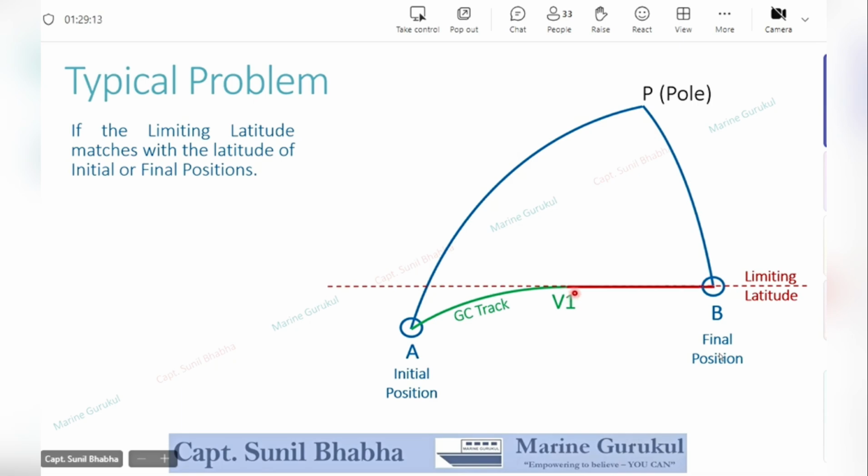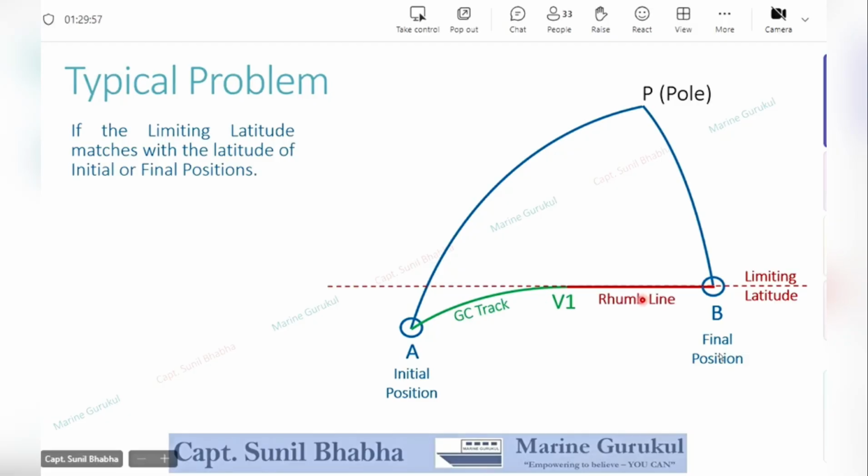Now from V1, we start to proceed on the parallel track, and when we are moving on the parallel track, we will reach up to our destination position Bravo. There will be no third leg of our composite track here, because when we are moving on the limiting latitude, position B lies on the same latitude, and moving on the limiting latitude following a parallel track, a rhumb line track, we are going to reach our destination. So we would not need to make a third triangle, making a great circle track from limiting latitude to the destination position. That third triangle is not required here. Only two triangles will be made.